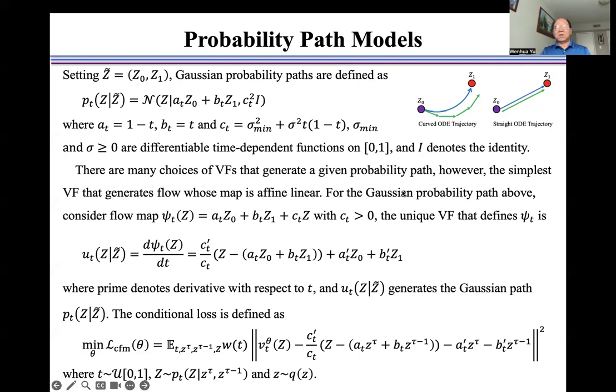For a Gaussian probability path above, consider flow map psi t with ct larger than 0, the unique vector field that defines psi t is shown here, where the prime denotes the derivative with respect to t, and ut generates the Gaussian path pt. The conditional loss is defined as here, where t is sampled from the uniform distribution U, Z is sampled from Pt, and Z tilde is sampled from Q.